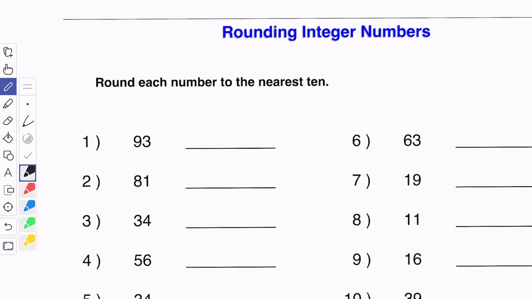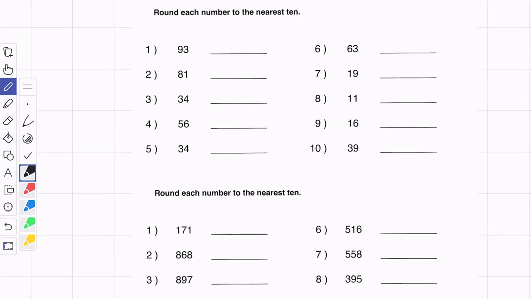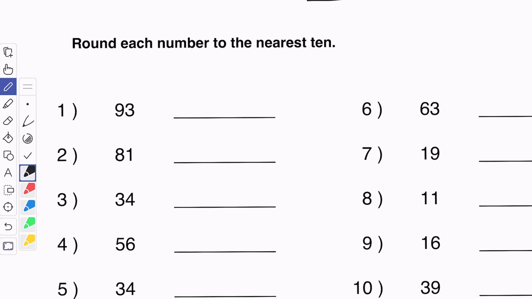Now, rounding integer numbers. These are simple numbers. We're going to round each number to the nearest 10. And remember, the 10's place is this place. Since they're all two-digit numbers, we're going to be rounding each number based on the single place, the ones place.